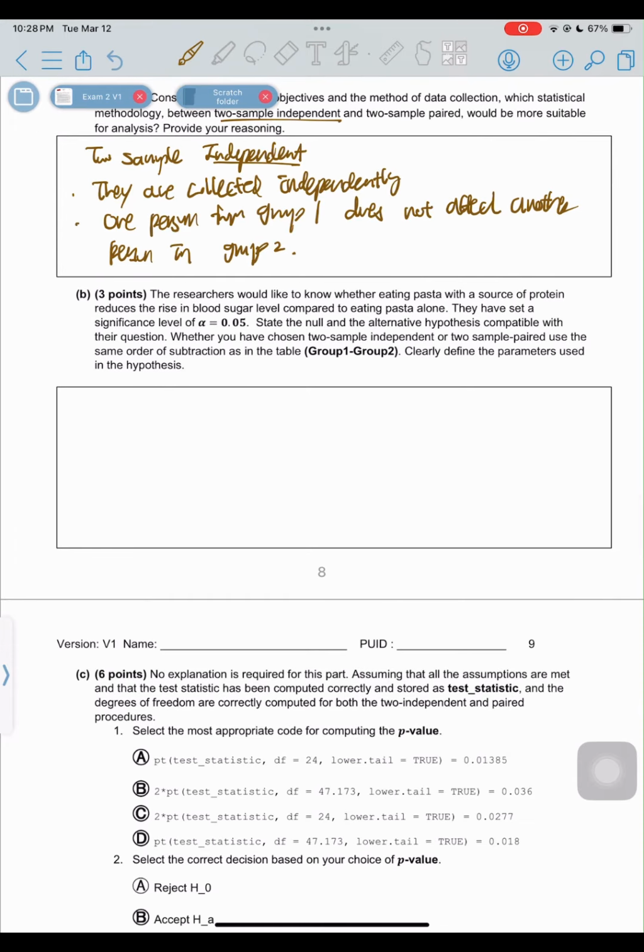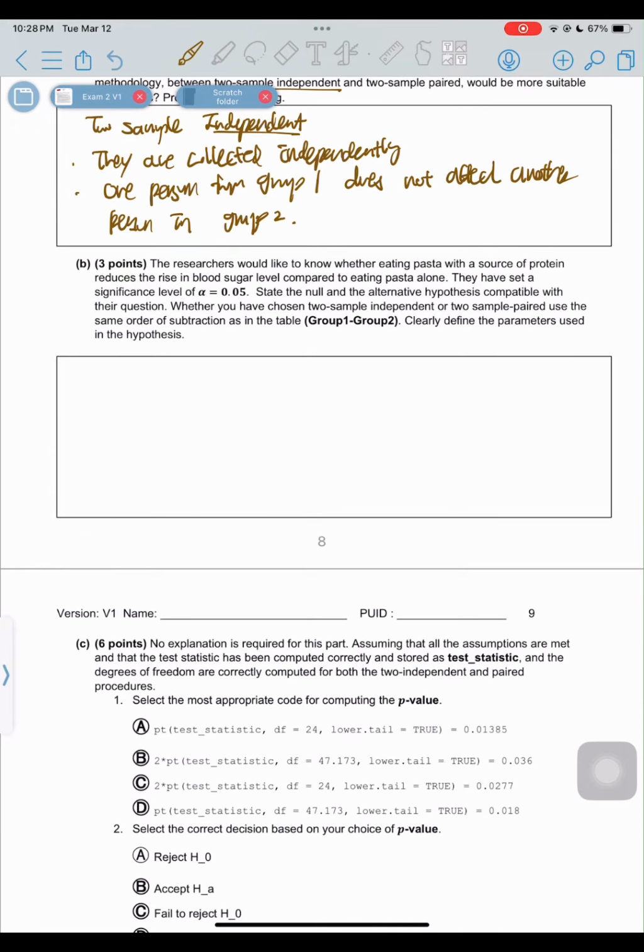And let's look at part B. The researchers would like to know whether eating pasta with a source of protein reduces the rise in blood sugar level compared to eating pasta alone. They have a set significance level of 0.05. State a null and alternative, and use the same order of subtraction as in the table. Clearly define the parameters used in the hypothesis. Okay, let's define the parameters first.